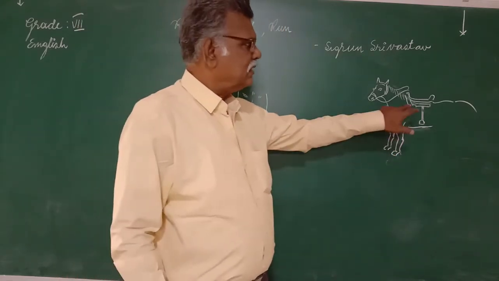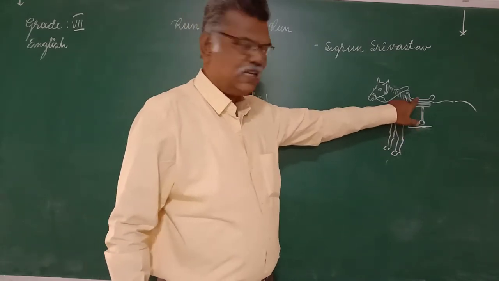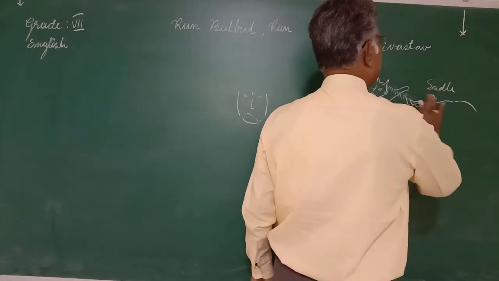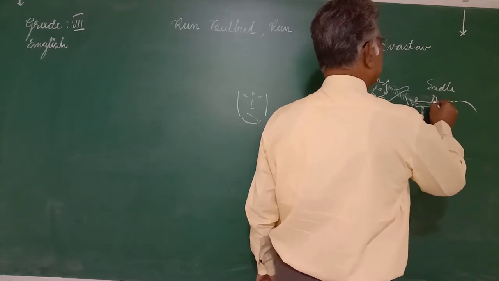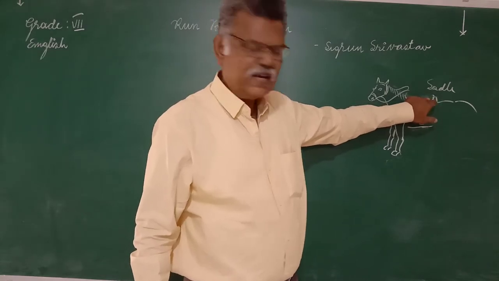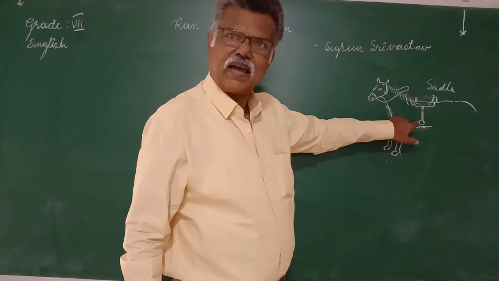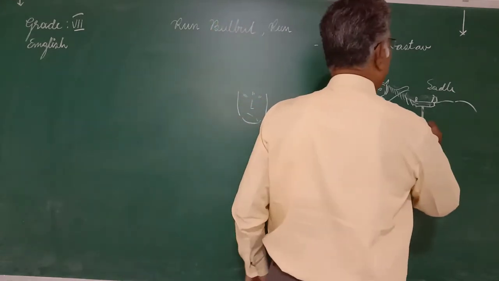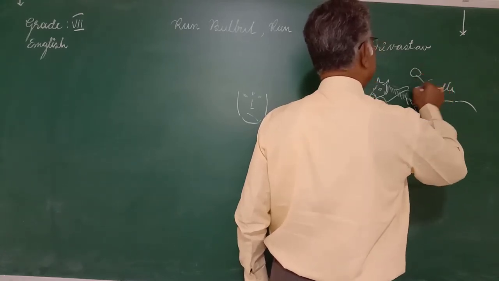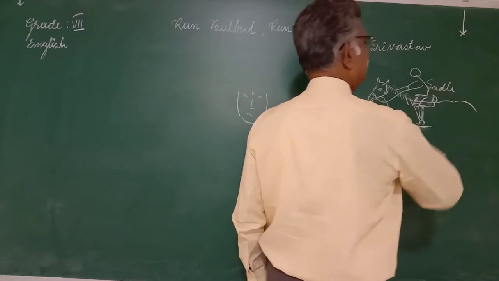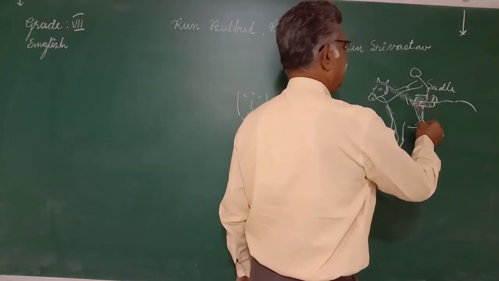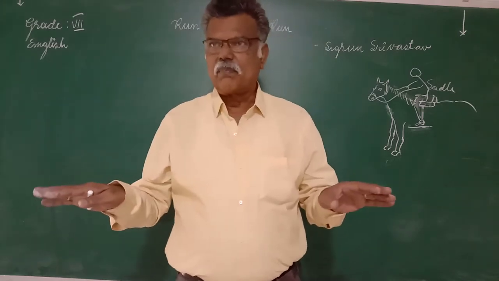Where did they sit? Suppose if it is a horse, this is a seat. The seat of the horse is on the saddle. Seat of the horse is called as saddle. They sit on the saddle and put their feet here. Have you seen it any time? They put their feet like this. They sit like this on the saddle and keep their legs in the place where they should be.